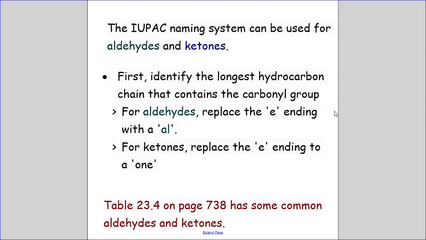So on page 738, they have some common ones that are there. You should pause the video, open up the textbook to 738, that section 23.4, and take a look at some of the different common ones. Maybe some of them will seem familiar. It will allow you to familiarize yourself with how these things look in terms of their shapes and names and all that kind of thing. So pause the video, take a look, and come back when you're ready.